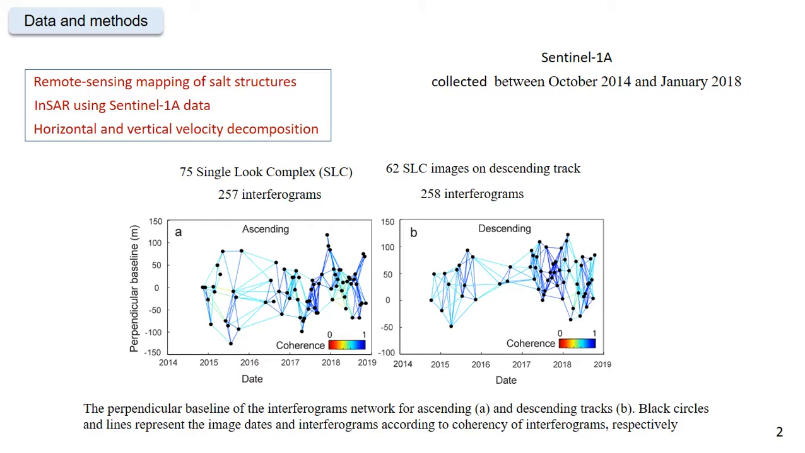In this study, we mapped the salt structures using Landsat images. As for InSAR, we used 75 and 62 Sentinel images for ascending and descending tracks, respectively. You can see the network of interferograms according to coherence in this slide.